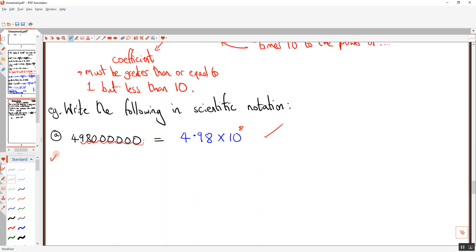Okay, so you try this one. Put this into scientific notation for me. 310 billion. Let's put that into scientific notation.